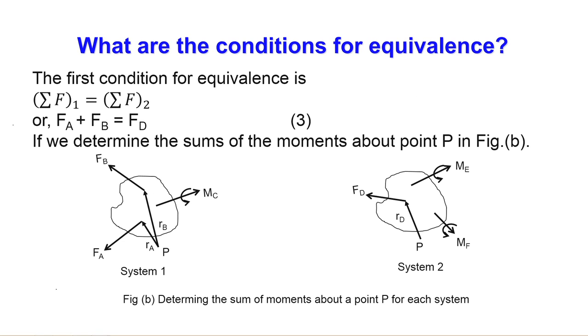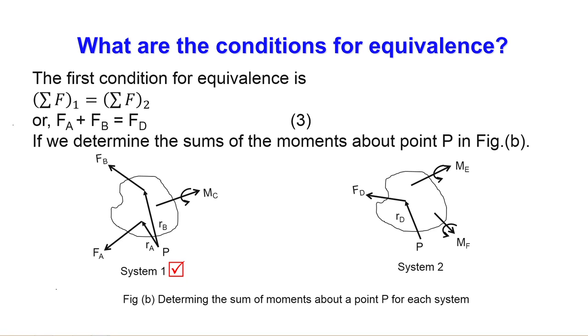Already we have said that sigma F for system 1 and sigma F for system 2 are the same. So, Fa plus Fb equals Fd, and for moments we want to find out about point P for the first system. What is the moment arm? For force Fa the moment arm is this vector Ra, and for force Fb the moment arm is this Rb.